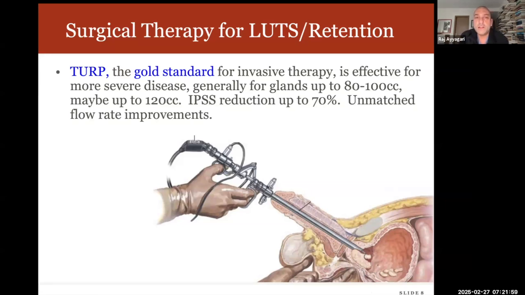It's generally for glands that are up to 80 to 110, 120 milliliters in size. People could do it for smaller glands. That's not bad. But once the glands are beyond that size, the TURP is really too hard to do. It's too challenging, and it's hard to do safely. And so then those patients have far fewer options.